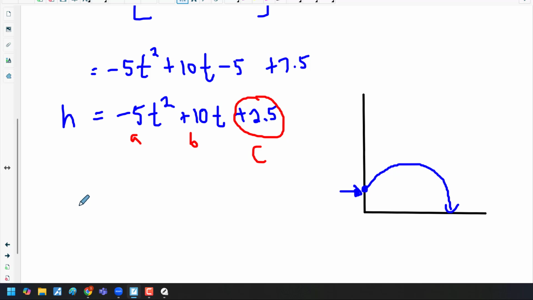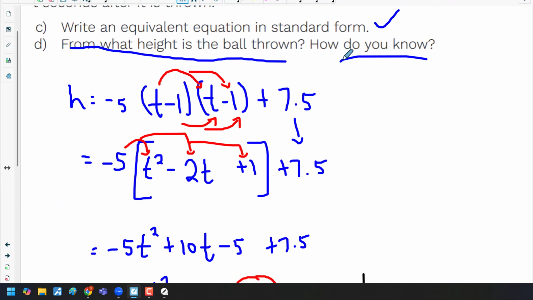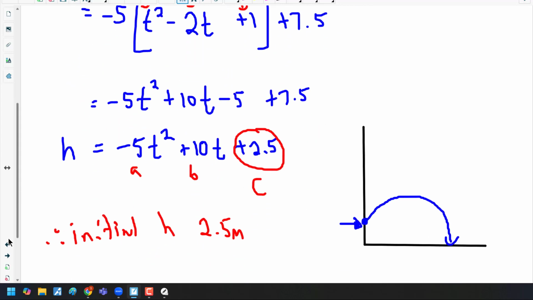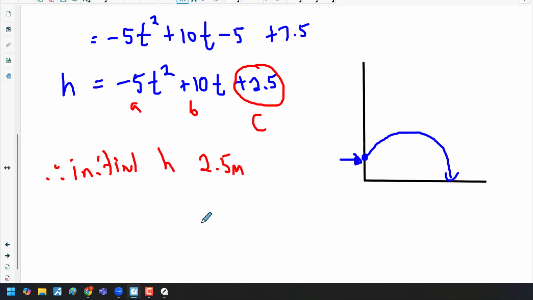So in this case, the initial height is going to be 2.5 meters. And then to ask, like, how do you know? You can say that the y-intercept is 2.5 meters. The initial height has to be the y-intercept.